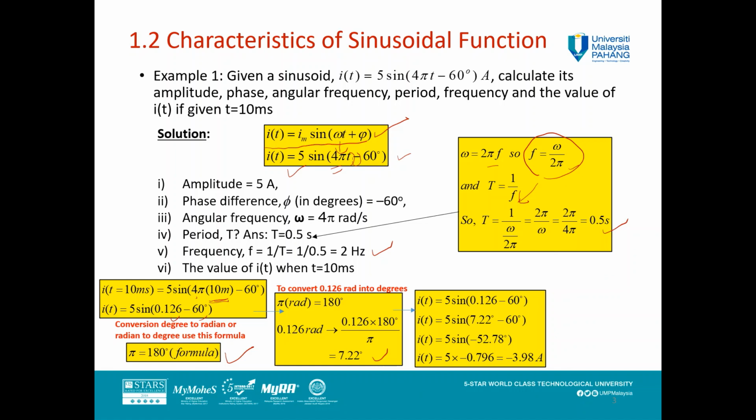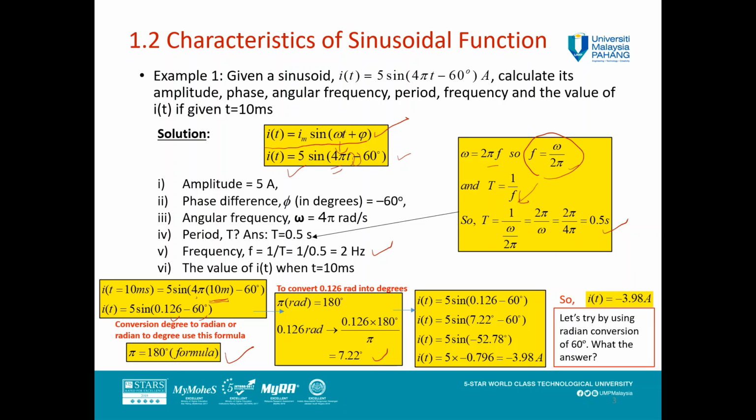Then in my calculator I use in degrees now. So you just put the value in degrees. Now you can subtract with the 60 degrees directly by using your calculator only. So you get the value i(t) equals to minus 3.98 ampere. This example, we convert the radian here, omega t, in degrees. Now in 10 millisecond, the value of i(t) is minus 3.98 ampere.